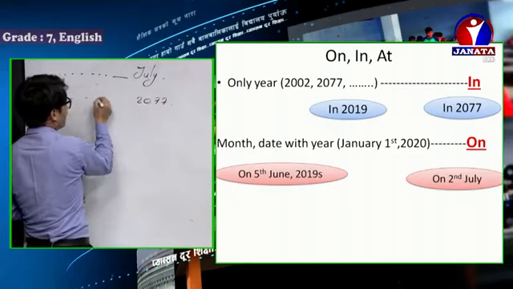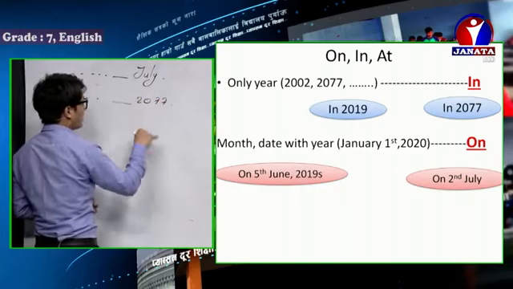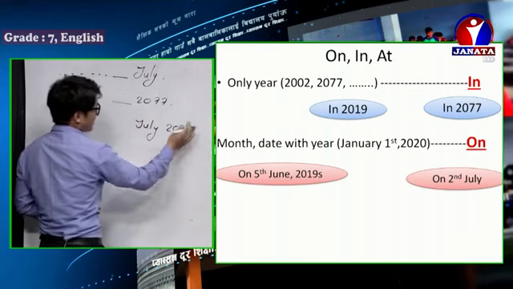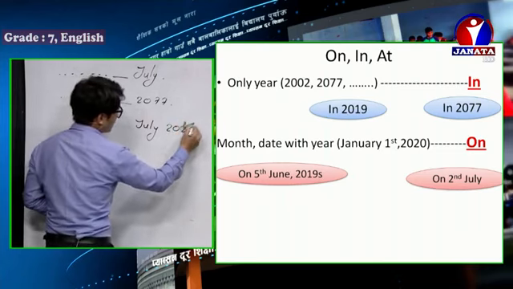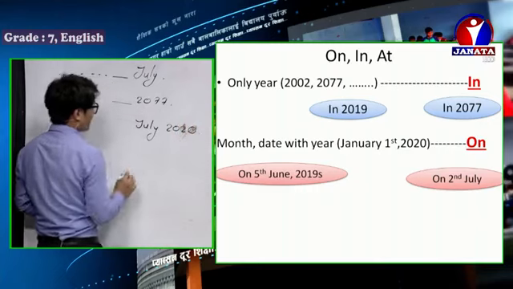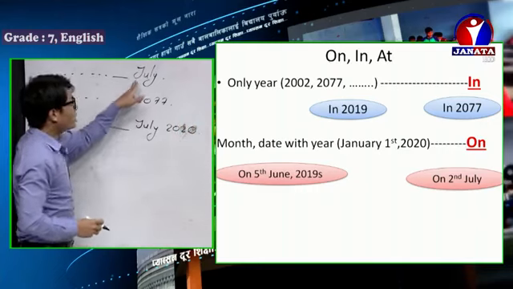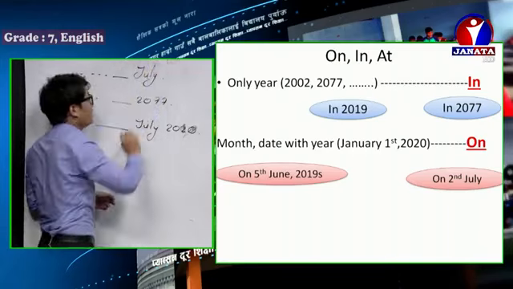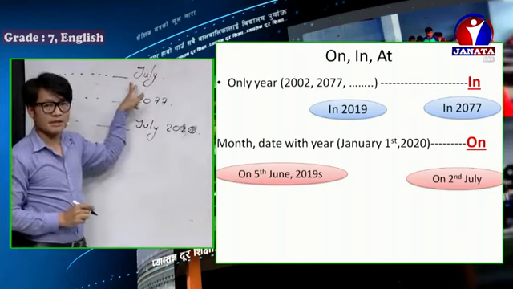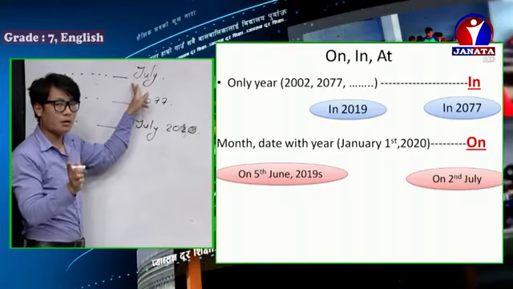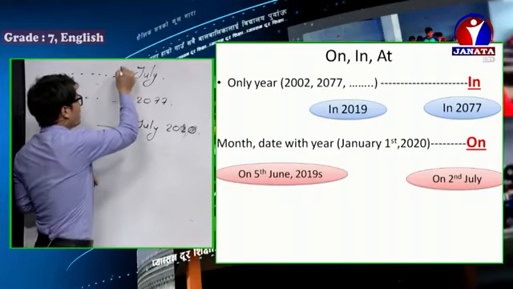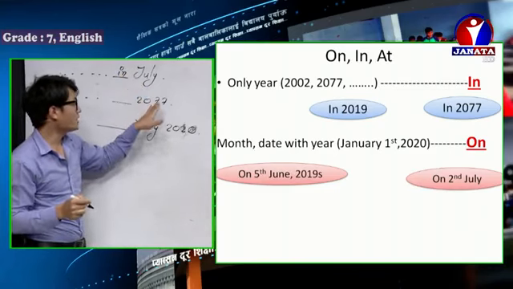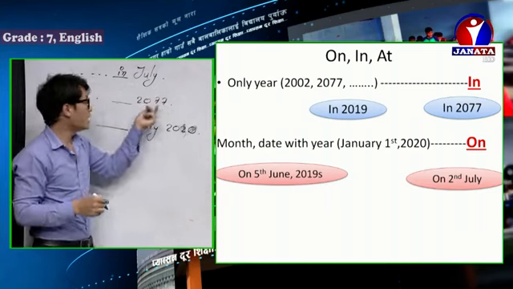Next, 2077. But if I write together, like July 2077, or let me write here 2020, July 2020. Now here is only 1 month. Obviously, there will be an on or in option. You see here is only 1 month, July. According to the rule we are going to use in, because here is only 1 month: in July. Then 2077, this is Nepali year 2077.